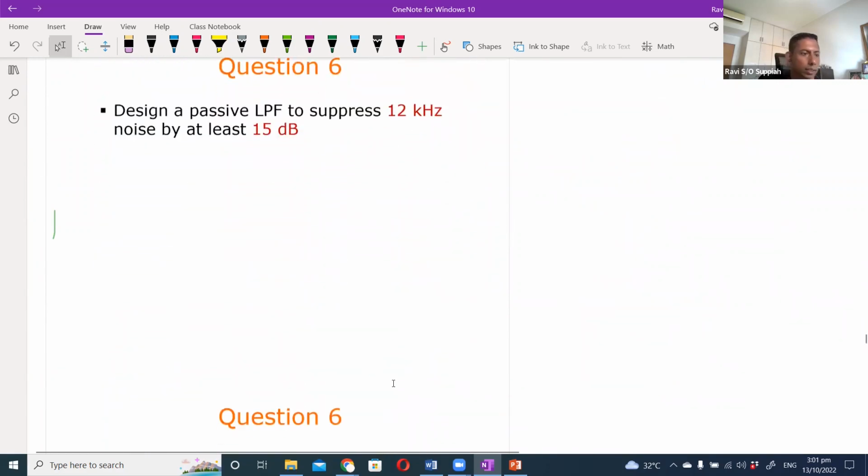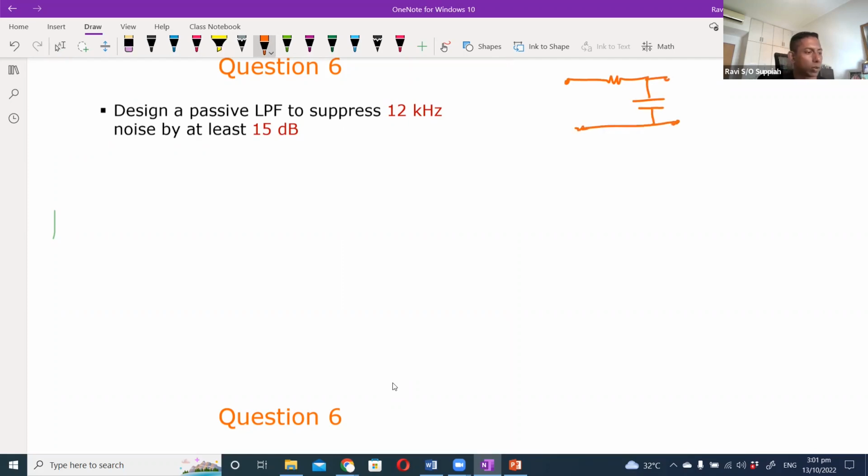Question 6 is to design a passive low pass filter to suppress 12 kilohertz noise by at least 20 dB. So it is actually the same thing. The filter design for low pass filter is the same as before.